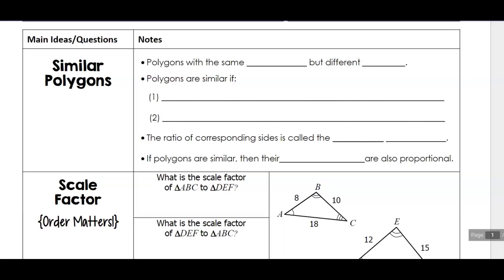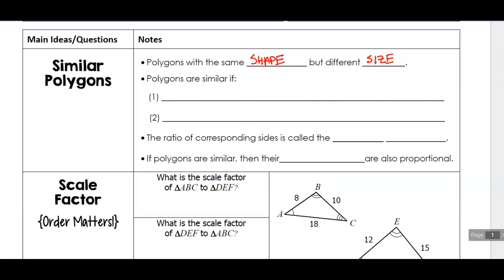So, polygons with the same shape but different size. And we've talked about this a little bit before. We talked about congruent being exactly equal to each other. They have the same shape and the same size. But with similar polygons, they do have the same shape, but they have different sizes. One is like a bigger or smaller version of the other.